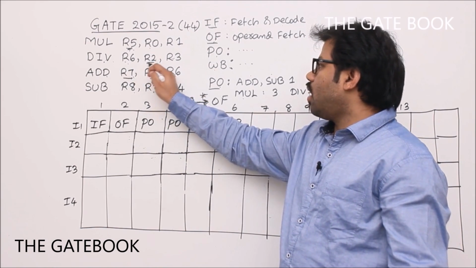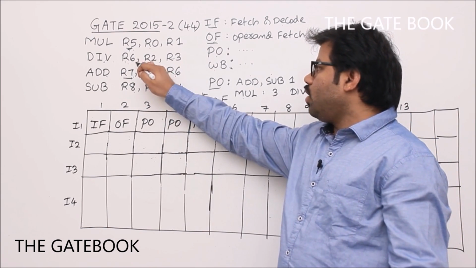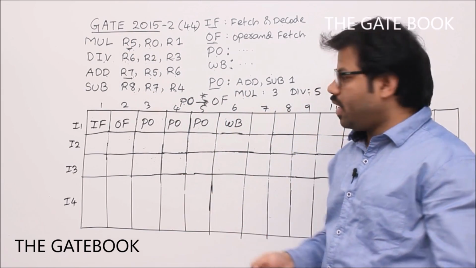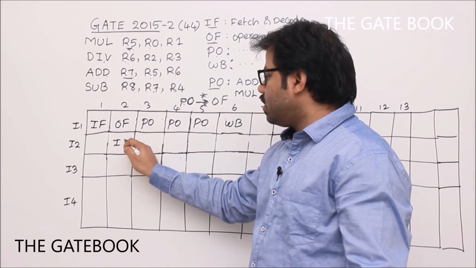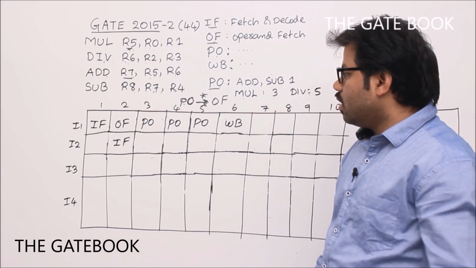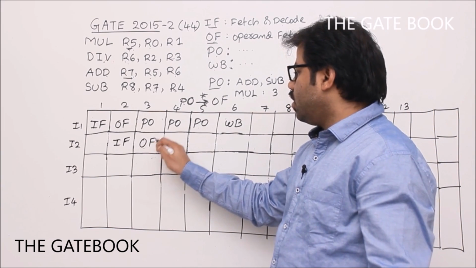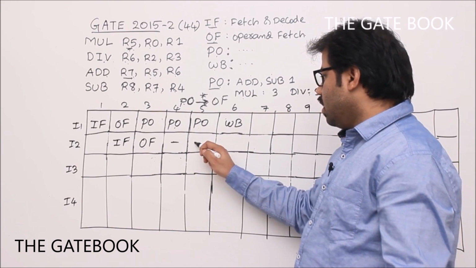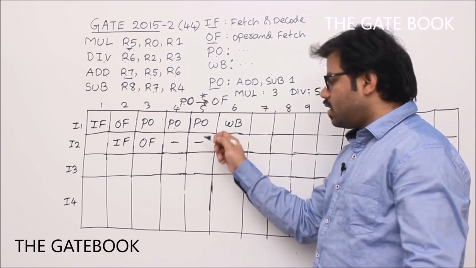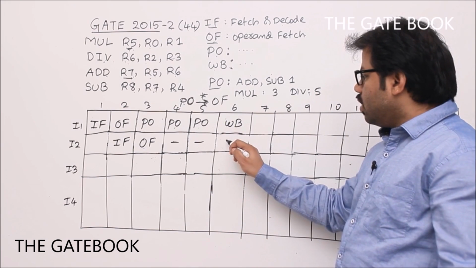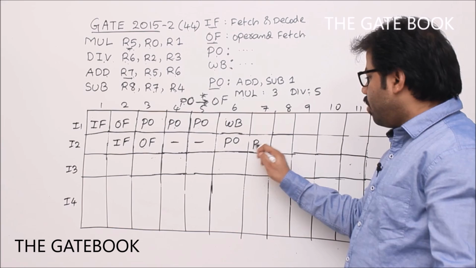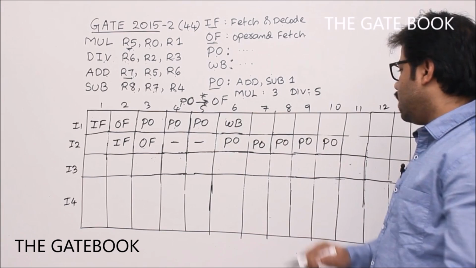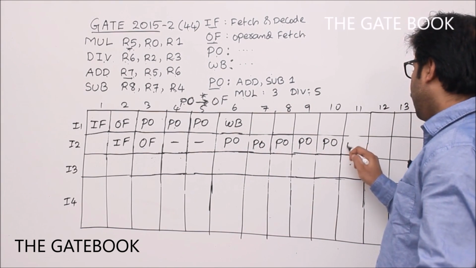So division R6, R2, R3. Is there any dependency? What are you reading? R2, R3. Are they updated anywhere? No. Then there is no dependency. Then we can happily fetch normally like this. Fetch, then operand fetch, OF here. Then later perform operation. But the perform operation stage is already busy. Then we will have stall cycles. Correct? After that, here perform operation, perform operation, perform operation. Since it is division, it requires 5 cycles: 1, 2, 3, 4, 5, followed by write back.